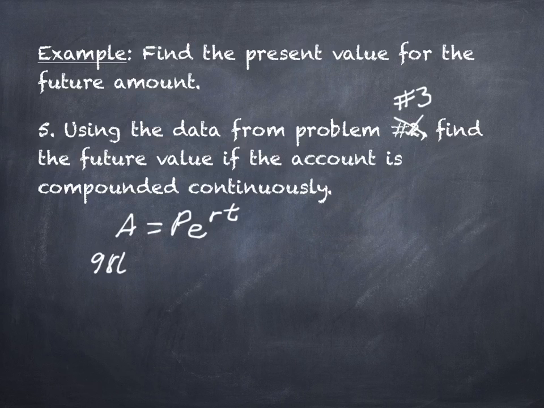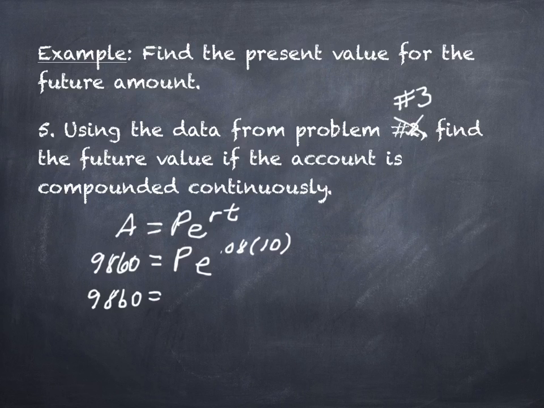Now, in problem 3, we were given that the future value was 9860. Do you remember that? The present value is what we're looking for. That's the P, or the principal, just like it was in the previous problem. We have this e, which is a button in your calculator. R in problem number 3 was 0.08, right? And what was the time? 10 years.